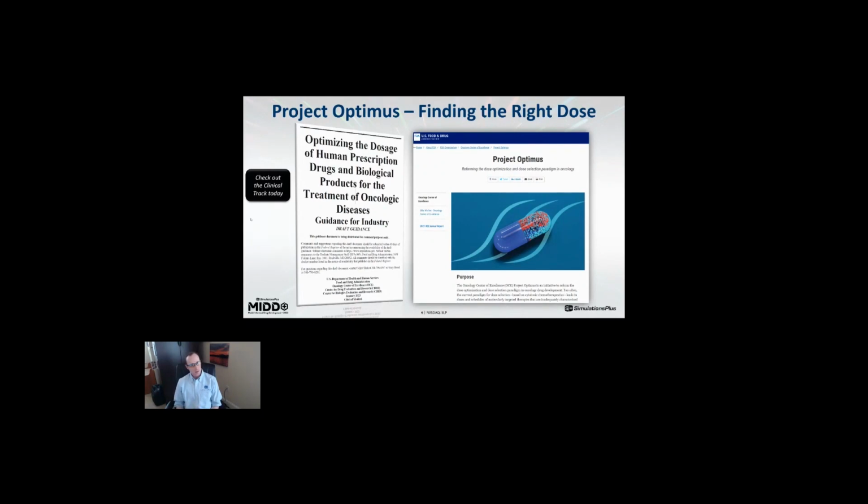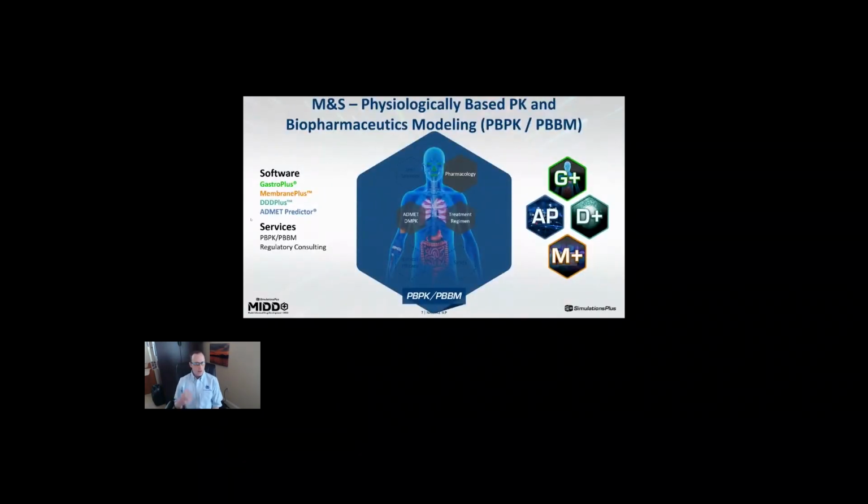Really excellent stuff there. When we shift over into the physiologically based world, we're talking about physiologically based pharmacokinetics, but also biopharmaceutics. For us, that means tools like GastroPlus, Membrane Plus, DDD Plus, and ADMET Predictor. It means PBPK and PBBM consulting services and model construction. And one of the newer things we have now is regulatory consulting and guidance on all aspects of PBPK.